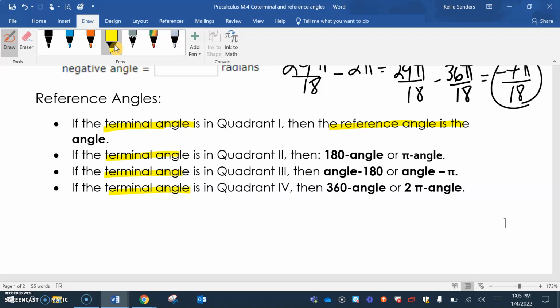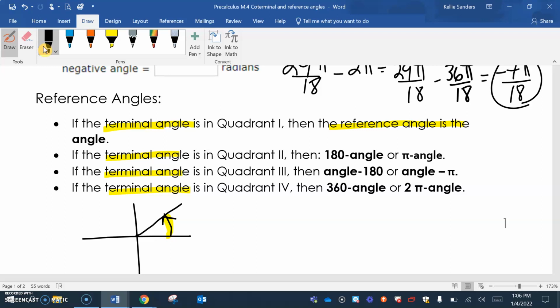I misspoke. Reference angle isn't where you stop. A reference angle, if I had an angle right here, then the angle in reference to the x-axis. Okay, it always goes to the x-axis.